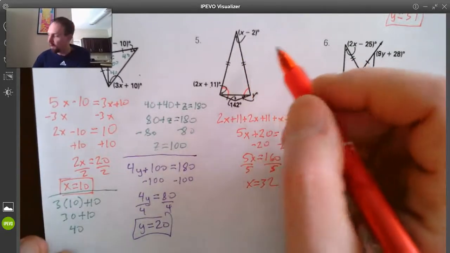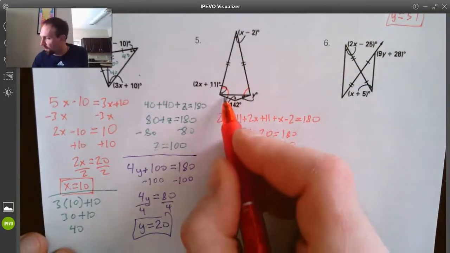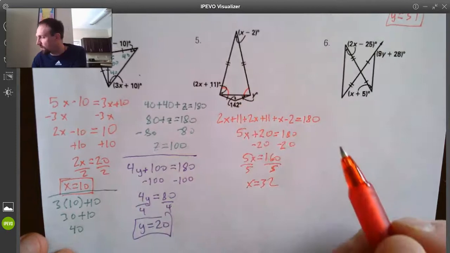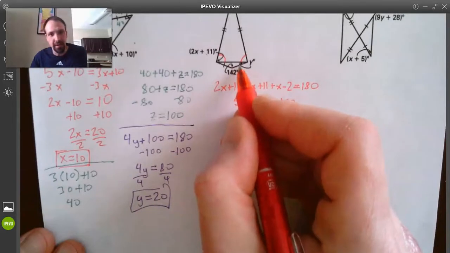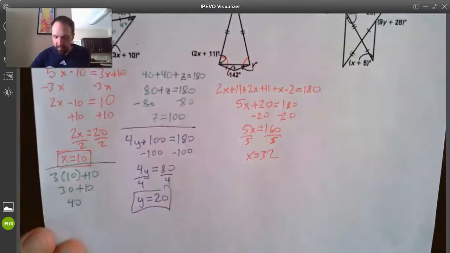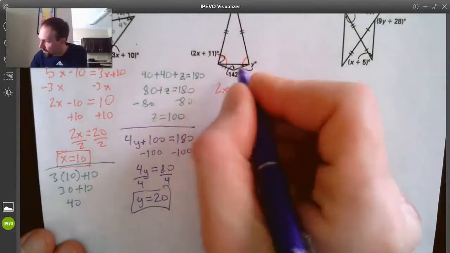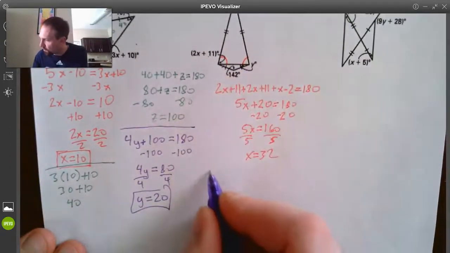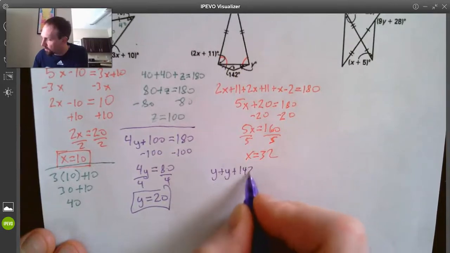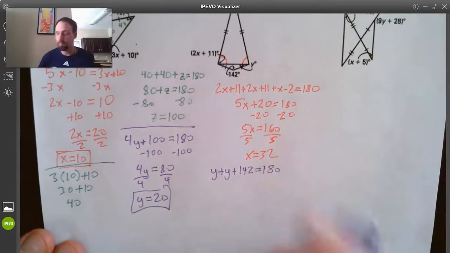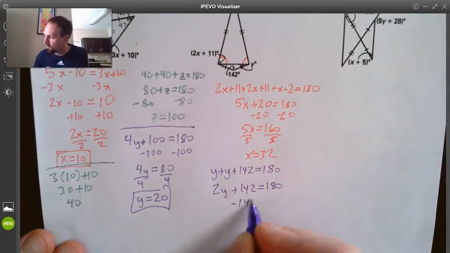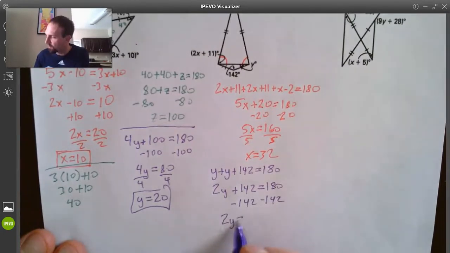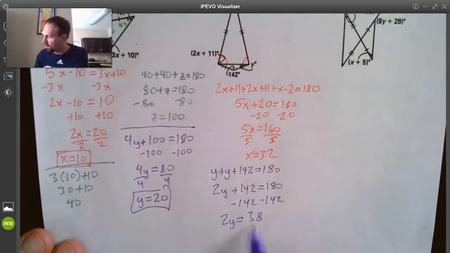But most importantly, I know that this inside angle here, y, and y, added with this 142, is also going to give me 180 degrees. That's kind of hard to see, but this triangle here has a congruency mark here and here. So I'll switch to a different color. So these two angles here are congruent. So that gives me y plus y plus 142 equals 180. Combine like terms. 2y plus 142 equals 180, minus 142 on both sides. That gives me 2y equals 38. Divide by 2. You get y equals 19.